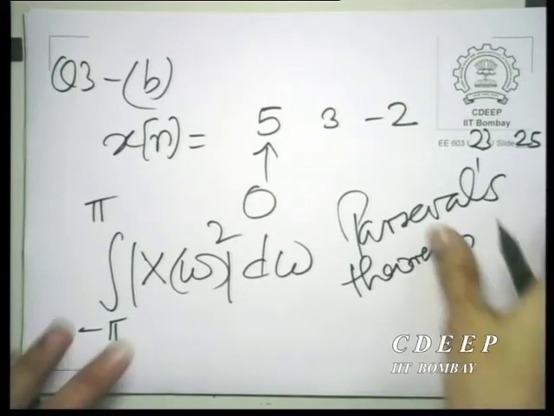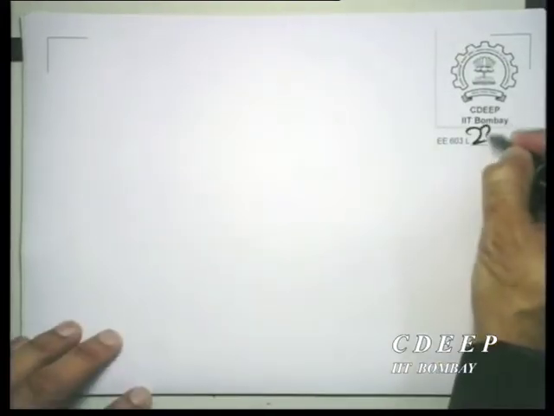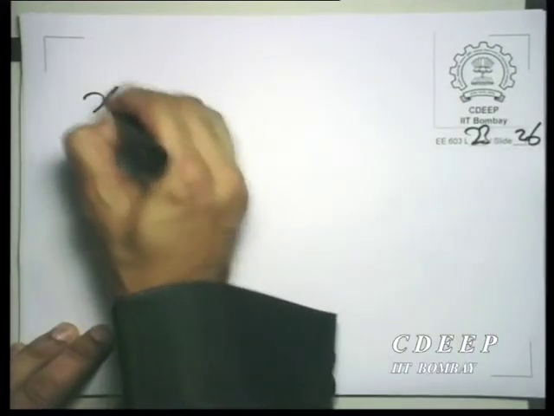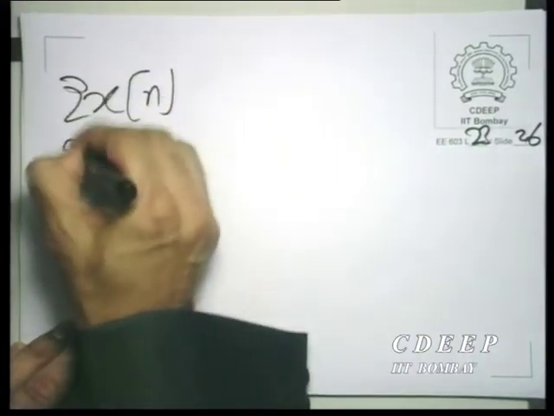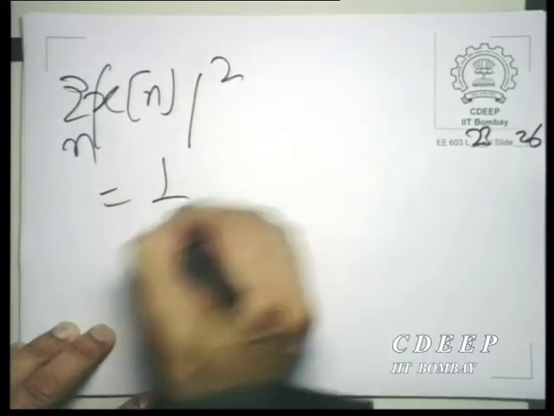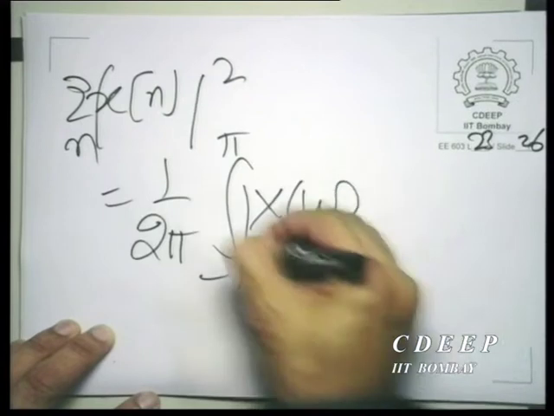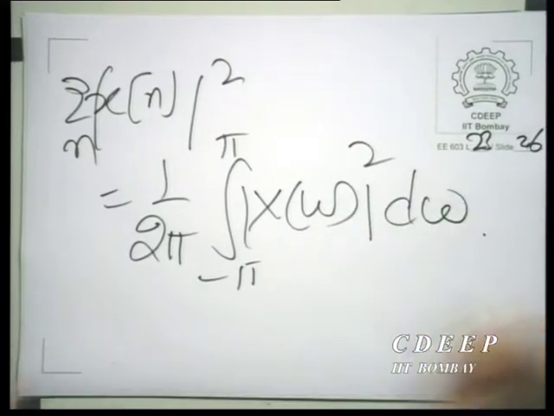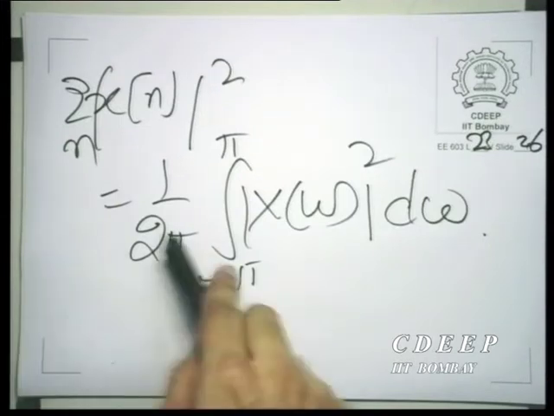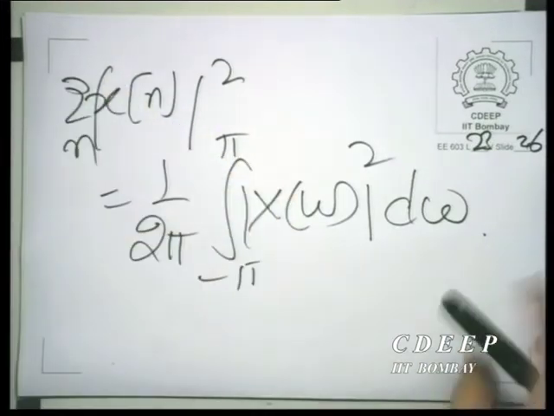because you know that mod x[n] squared summed over all n is 1 by 2 pi times the integral from minus pi to pi of mod X(omega) squared d omega. So the idea was, without evaluating the discrete time Fourier transform, you were required to find this quantity, which is easy to do because you could take 2 pi to the other side and you are done.